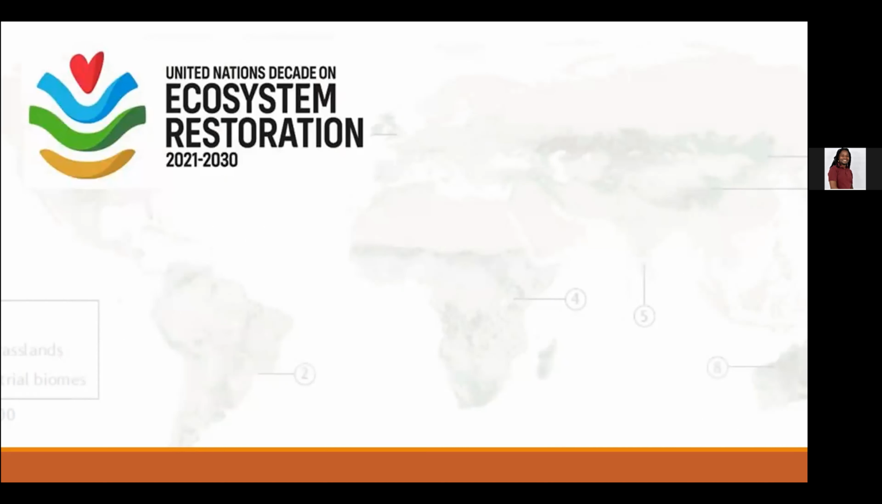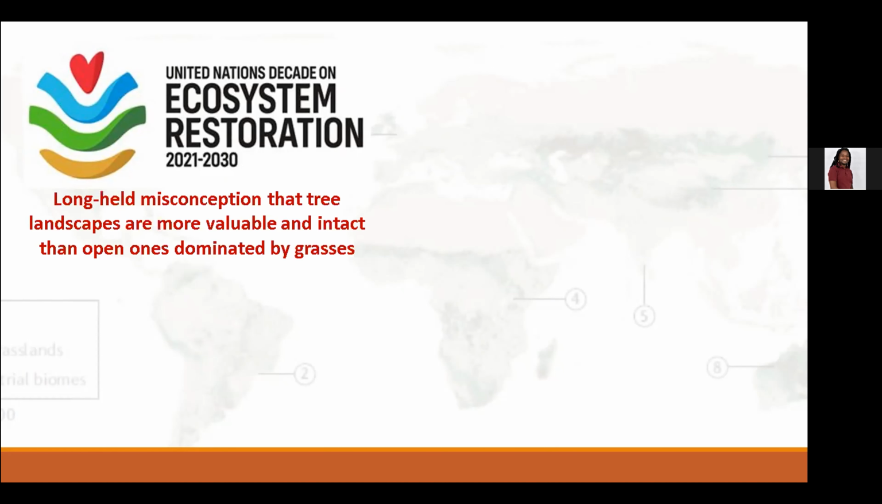So we're living in this period where we're in the decade of ecosystem restoration. The United Nations has decided that degradation is a bad phenomenon. We must do something about it. And 2021 to 2030 has been declared the decade of restoration. And in this decade, a lot of activities are planned for restoring ecosystem functioning. But there's this long-held misconception that tree landscapes like forests are more valuable than intact open grasslands, open ecosystems that are dominated by grasses.